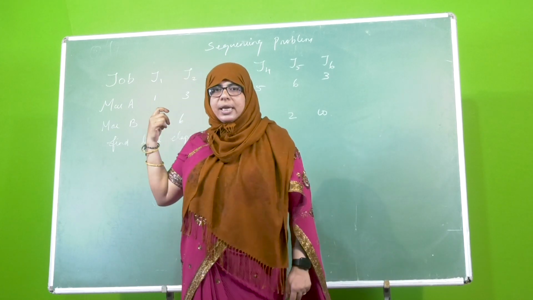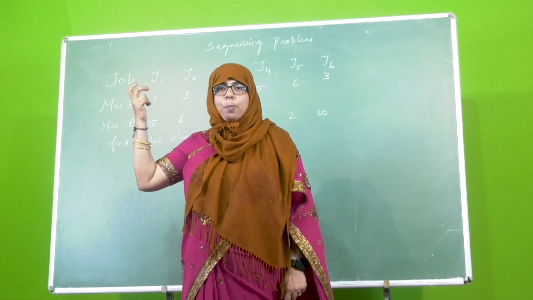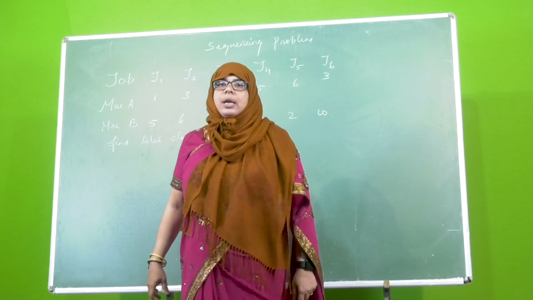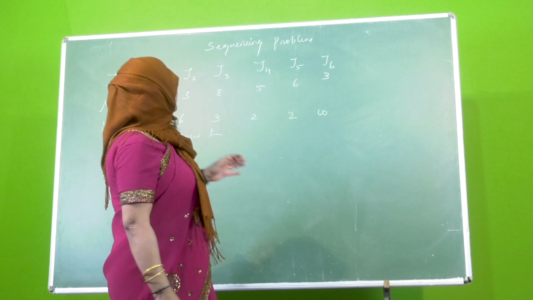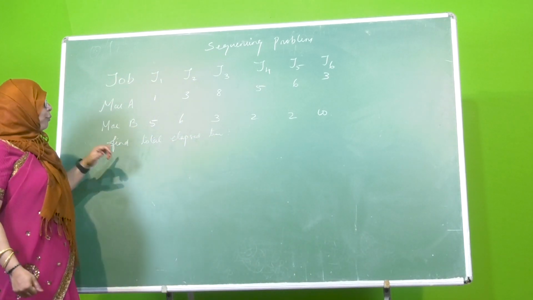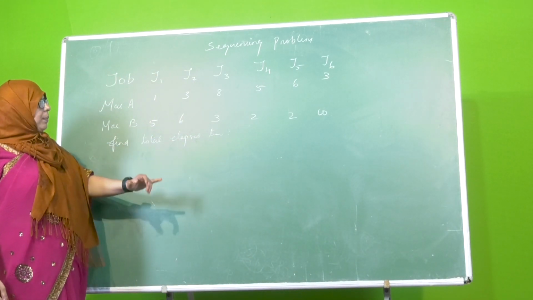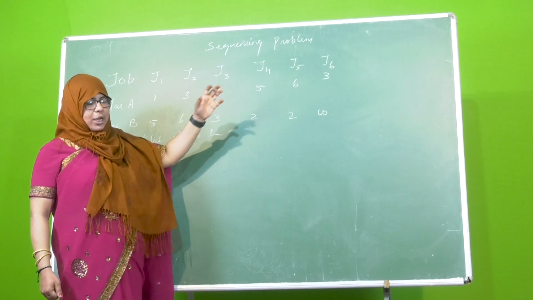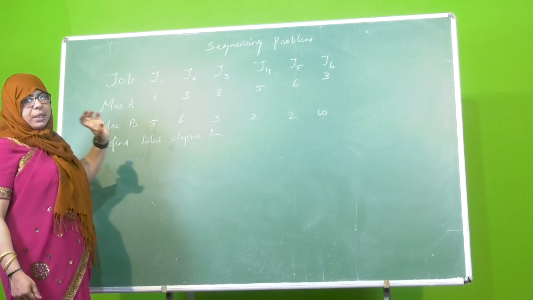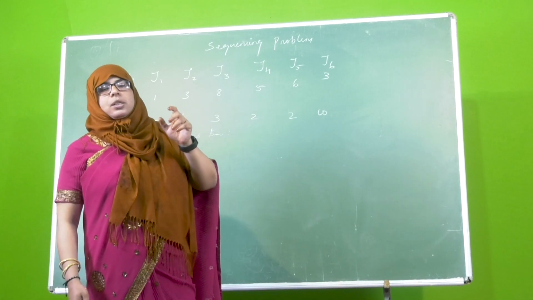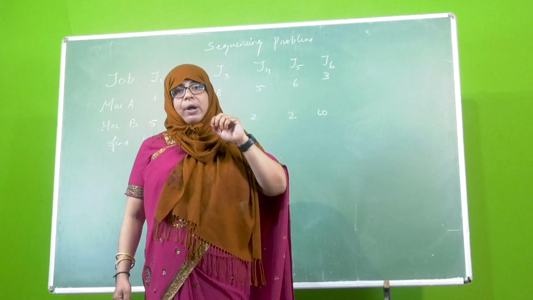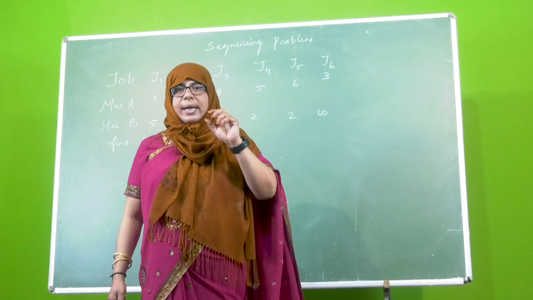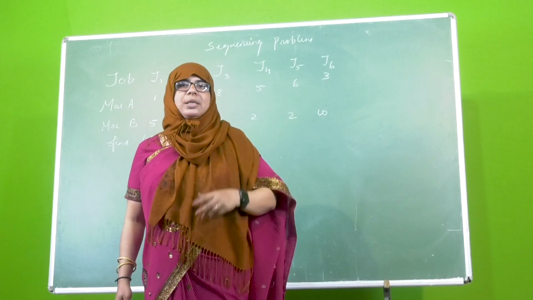Now we are going to see examples of the sequencing problem in two machines. Find the total elapsed time for jobs J1, J2, J3, J4, J5 and J6 on machines A and B. Let us see one example of the two machines job.